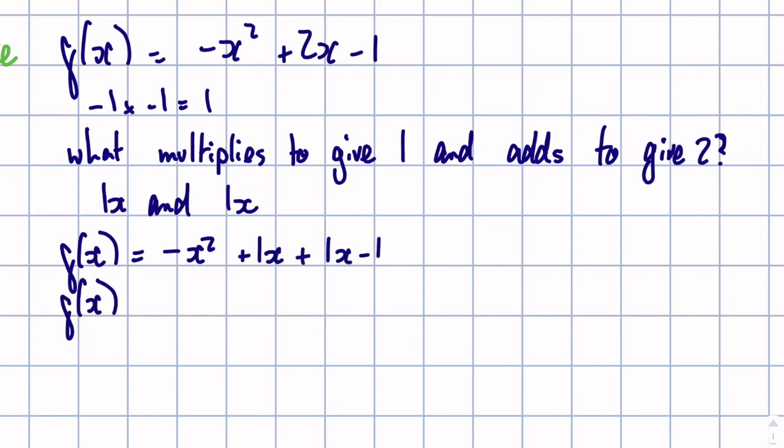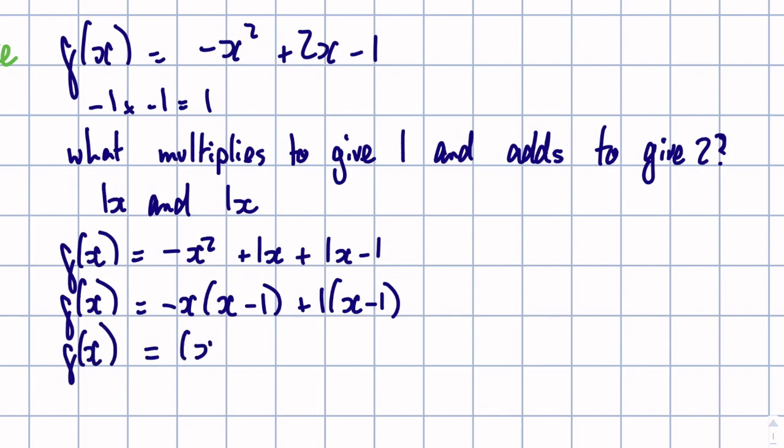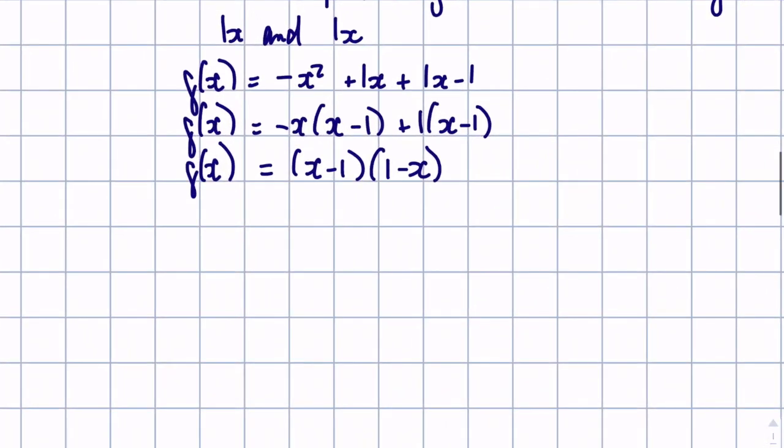F of x equals, what goes into these first two? Well, x does. And I'm actually going to take the minus out as well. So that's minus x outside of x take 1 plus x take 1. And there's a 1 hiding out the front here, because then we can be like, well, this is just x take 1 times 1 take x, yeah? Okay, so now we follow our normal steps.